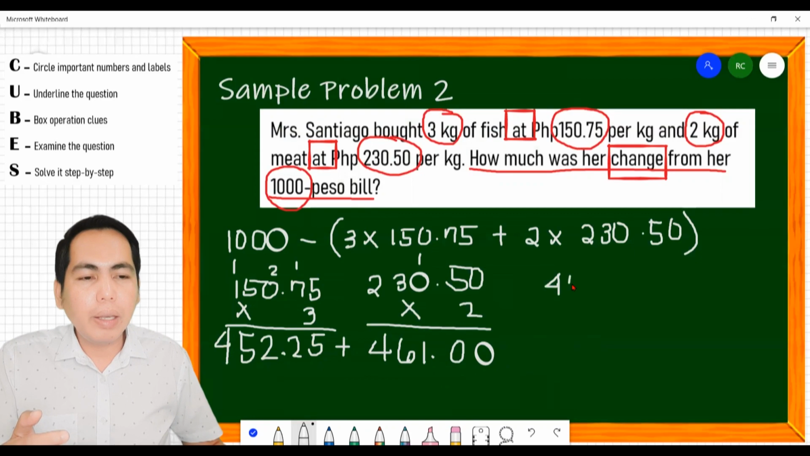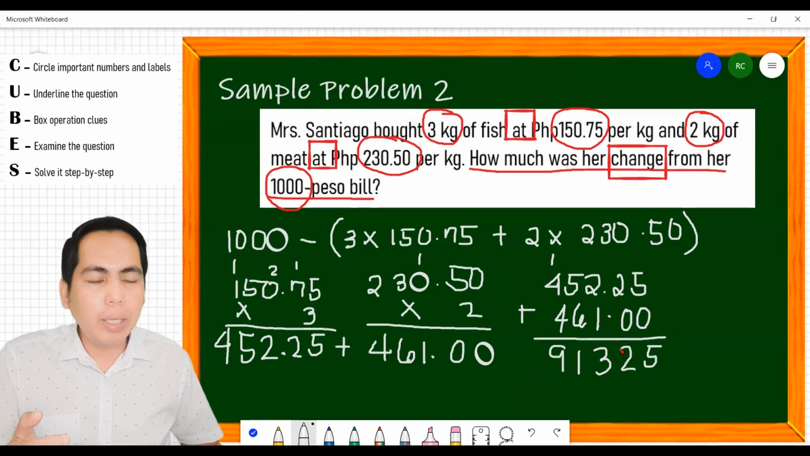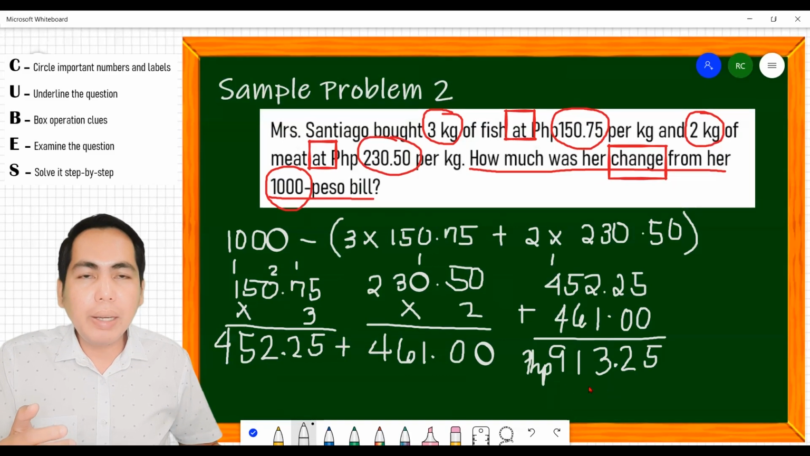So we have 452.25 plus 461.00. So we have here 0 plus 5 is 5, 0 plus 2 is 2, 1 plus 2 is 3, 6 plus 5 is 11, write 1 regroup 1, 4 plus 4 is 8 plus 1 is 9. And the decimal point in the sum is aligned with the decimal points of the addends. So the decimal point is here. So in other words, she spent a total of 913 pesos and 25 centavos. So since she has a 1,000 peso bill, we are going to subtract 913 pesos and 25 centavos from 1,000.